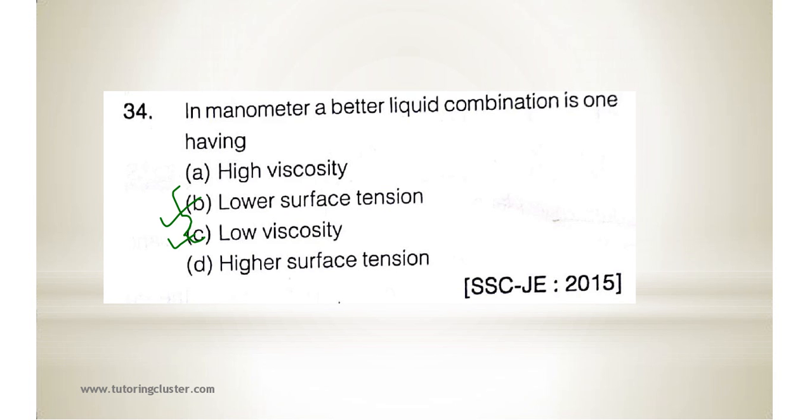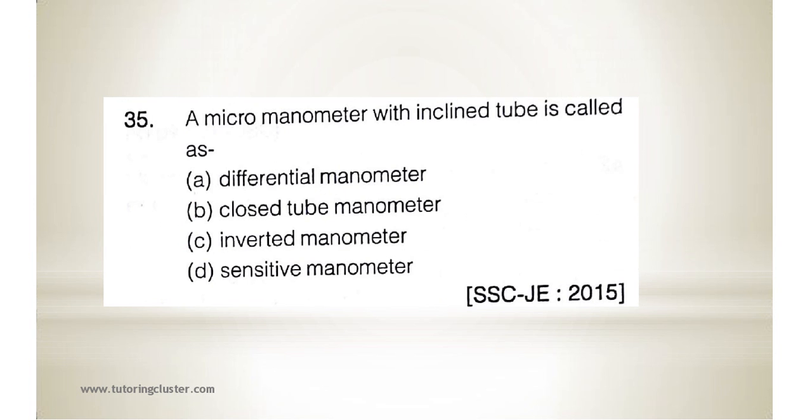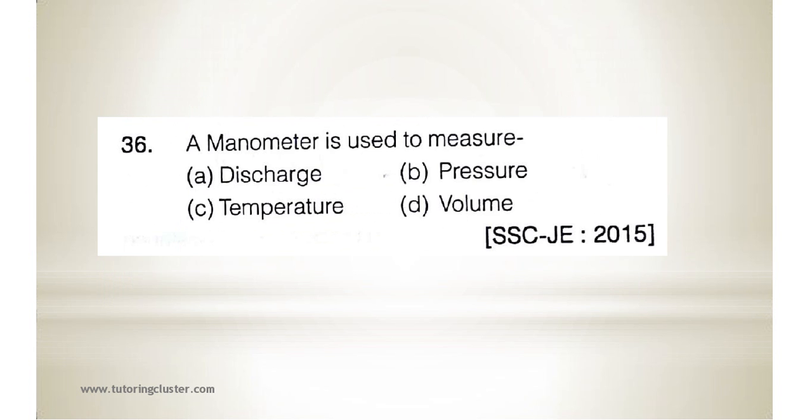Okay, next. A micro manometer with inclined tube is called a sensitive manometer. This you have to remember, it's a sensitive manometer. Next, 36. A manometer is used to measure. I think everybody knows this. It's a very simple question: pressure.